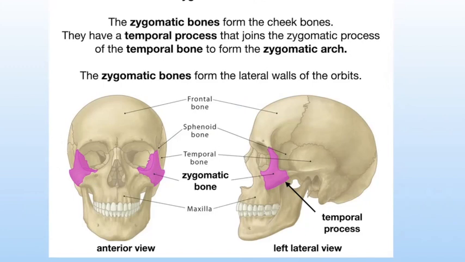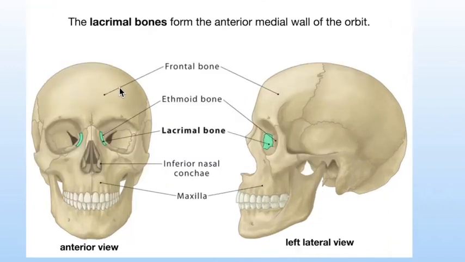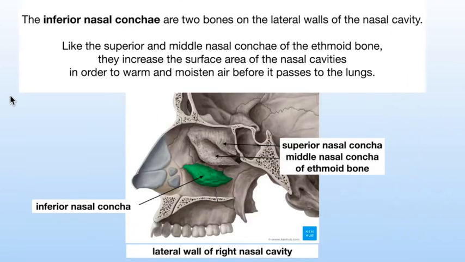So the zygomatic bones, as well as forming the zygomatic arch, form the lateral walls of the orbits. The lacrimal bones form the anterior medial wall of the orbit. They're shown here in green. The inferior nasal conchae are two bones on the lateral walls of the nasal cavities. Like the superior and middle nasal conchae of the ethmoid bone, the inferior nasal conchae increase the surface area of the nasal cavities in order to warm and moisten air before it passes to the lungs.